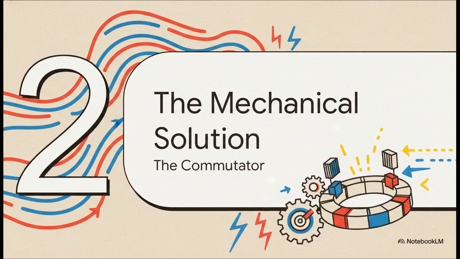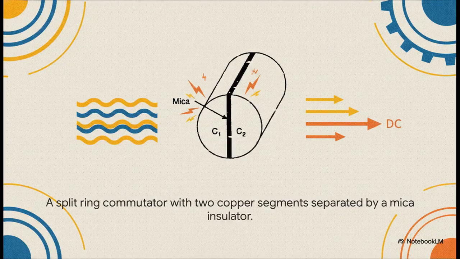So, how in the world do you take that perfect AC wave and force it to only flow in one direction? Well, you introduce an incredibly clever and surprisingly simple mechanical switch. Let's meet the hero of our story, the commutator. And you know what? The solution itself is almost deceptively simple. It's just a metal ring that's been split in two. You have these two copper halves, C1 and C2, separated by a tiny little insulating gap, usually made of mica. As we're about to see, that tiny little gap is where all the magic happens.